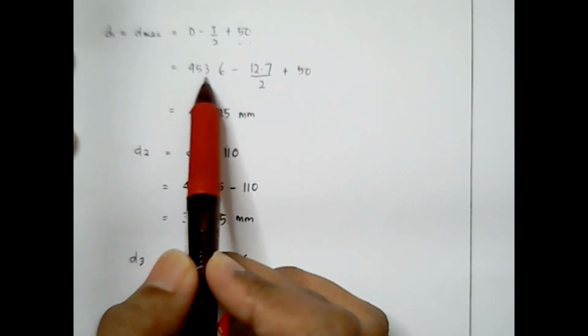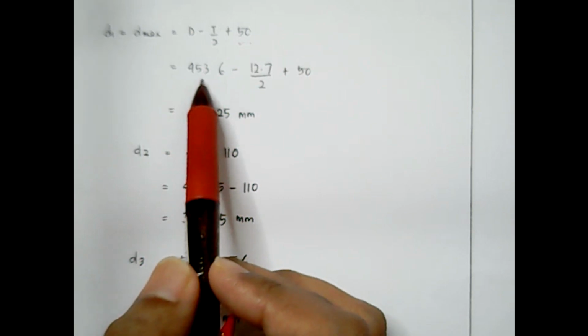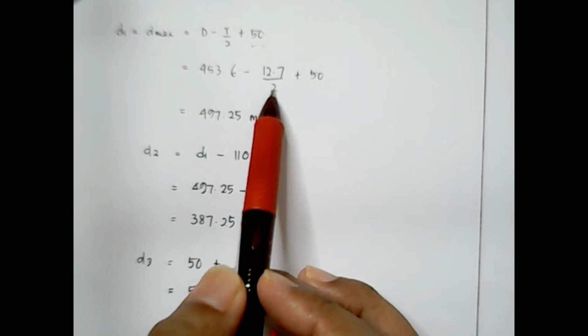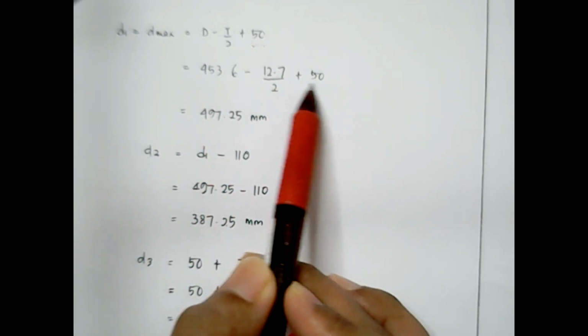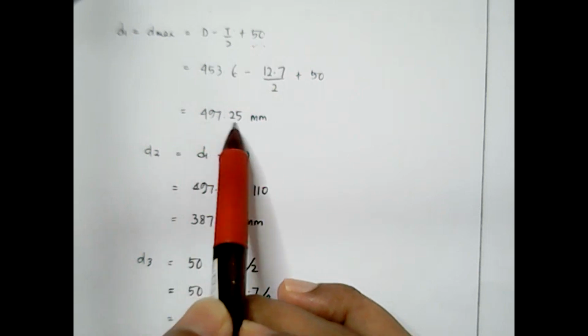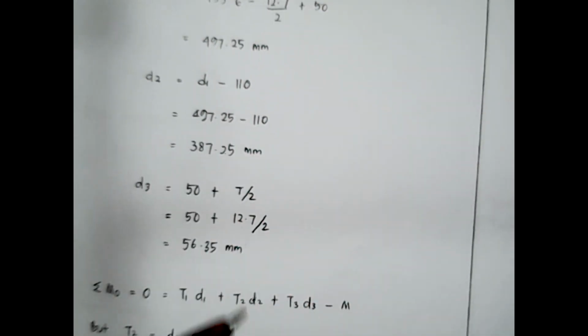So this one you can get from the section properties for the UB section, minus 12.7 over 2 plus 50 mm, which is the distance of the bolts from the top flange. And then you get D1 is 497.25. And similarly you can calculate for D2, D3.